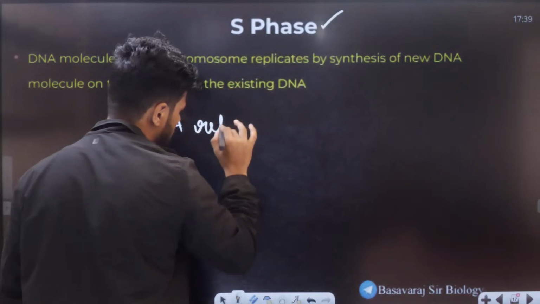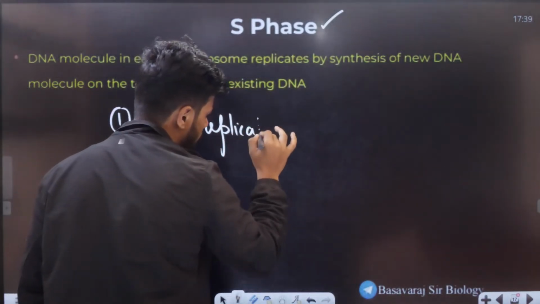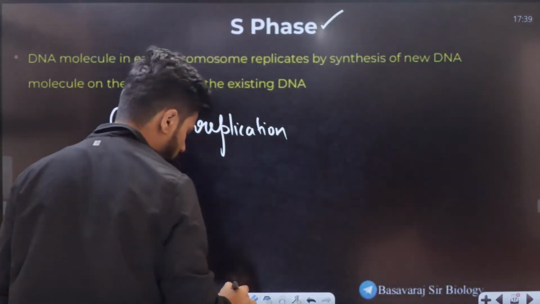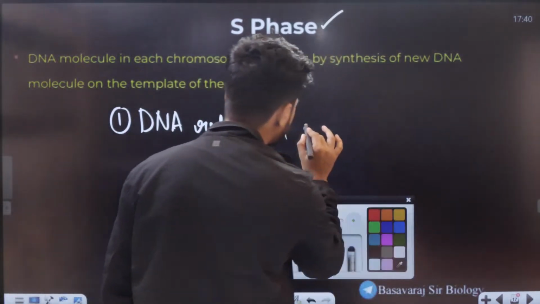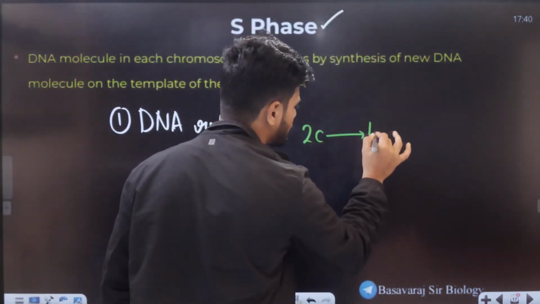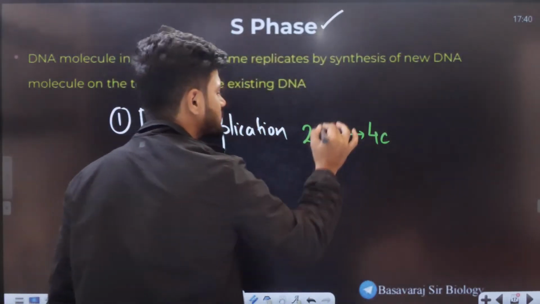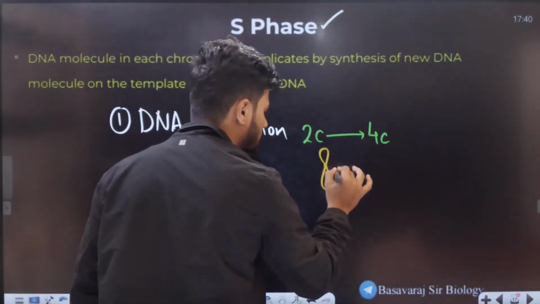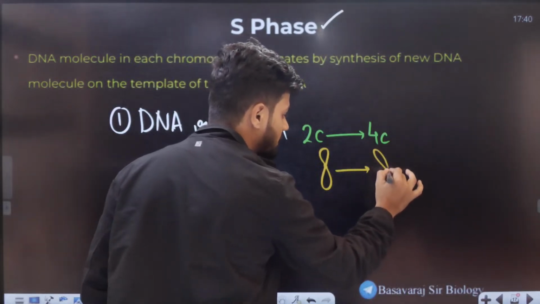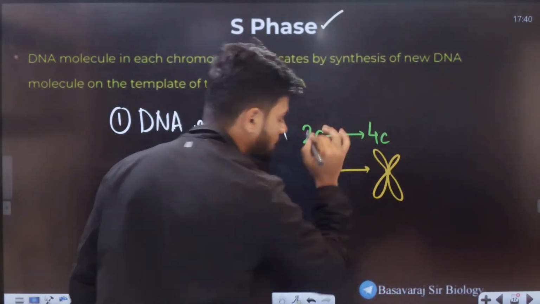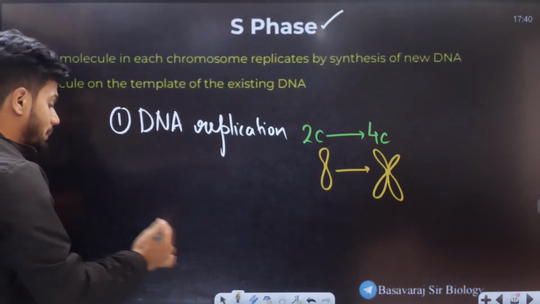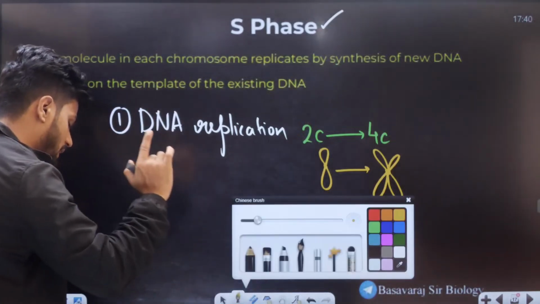DNA replication occurs here. That is, if a cell is 2C, it is going to become 4C. 2C to 4C conversion happens. That is, if this is the chromosome like this, this becomes something like this. Clear? A single chromatid to double chromatid. That is the first main point here.